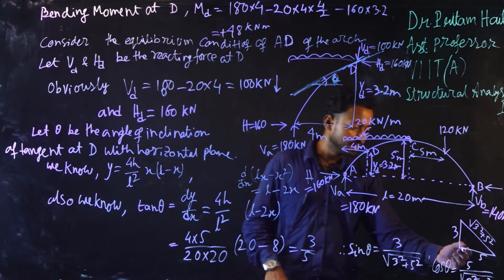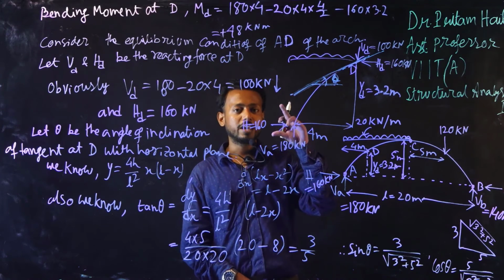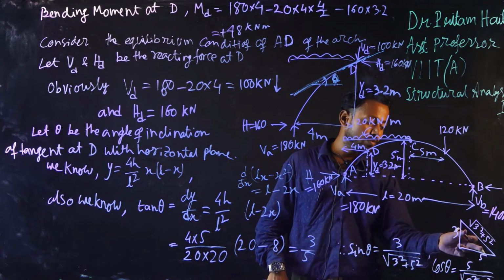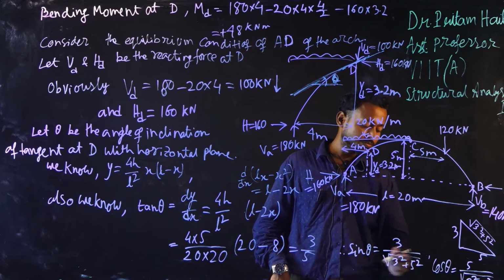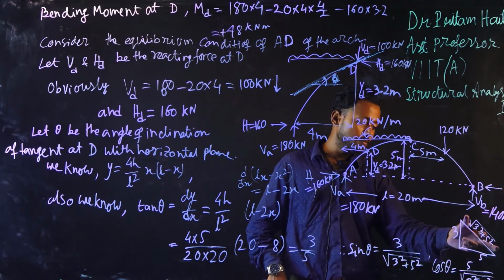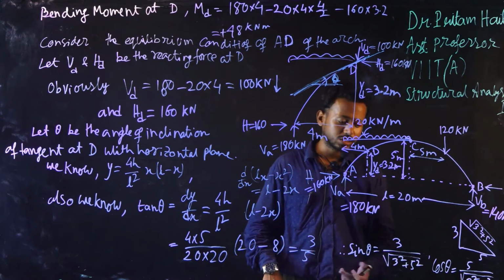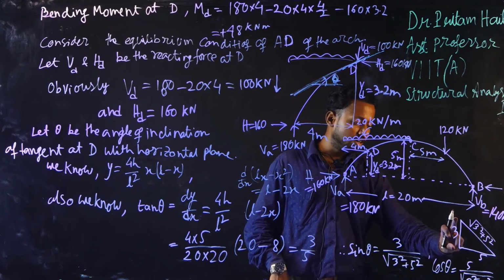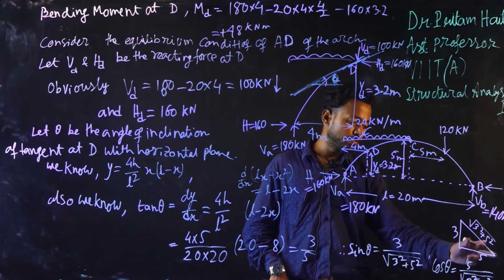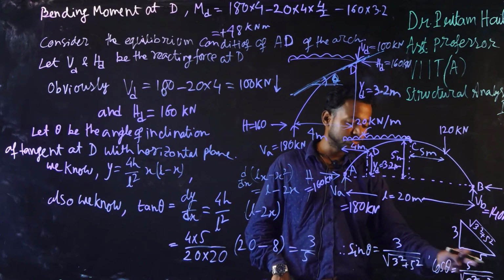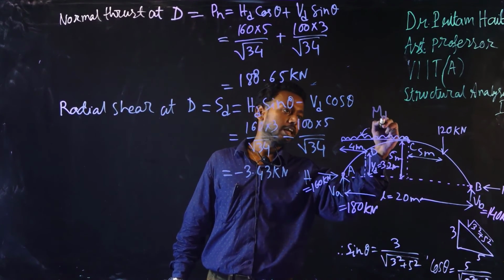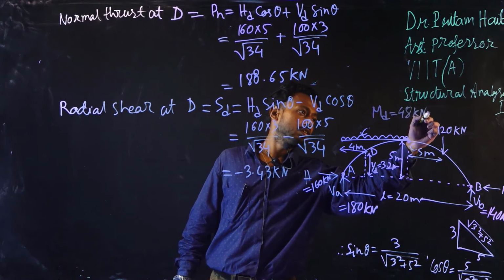Now come to this triangle. Tan theta equals 3 by 5 means height by base equals 3 by 5. That means height is 3 and base is 5, and hypotenuse is under root 3 square plus 5 square. So you have the altitude, base and hypotenuse. So you can easily calculate sin theta and cos theta, because sin theta equals altitude by hypotenuse, that is 3 by under root 3 square plus 5 square, and cos theta equals base by hypotenuse, that is 5 by under root 3 square plus 5 square, right? So I have calculated the bending moment at point D, that was MD equals 48 kilonewton meter.